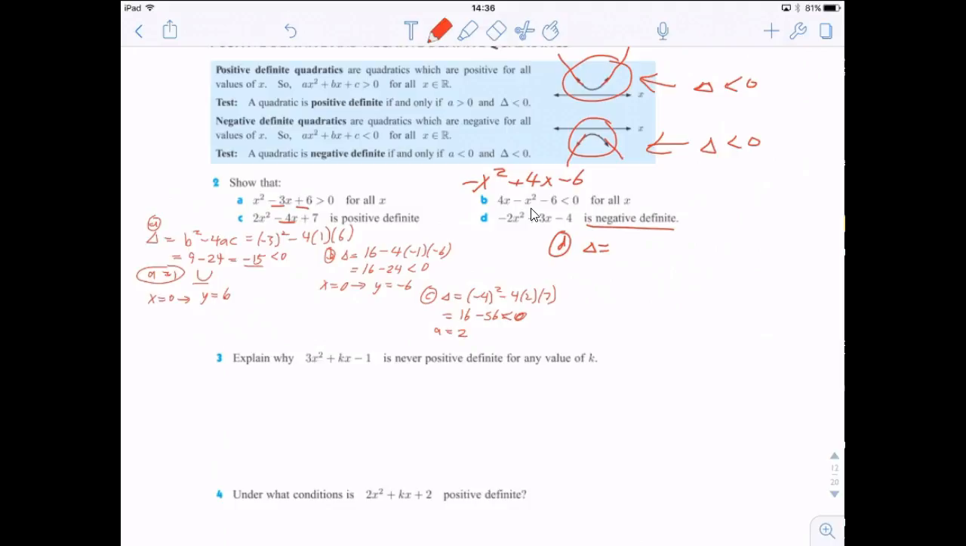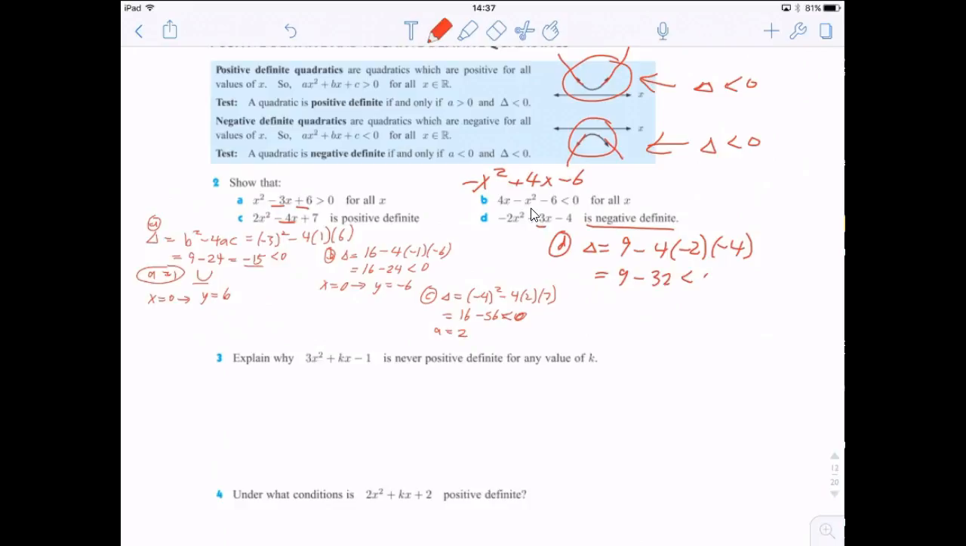Okay, so b squared would be 3 squared, which is 9, minus 4 times a, which is -2, times c, which is -4. So here we have 9 minus 32.